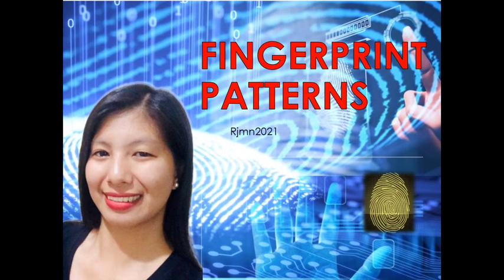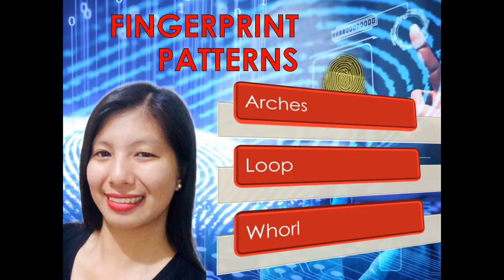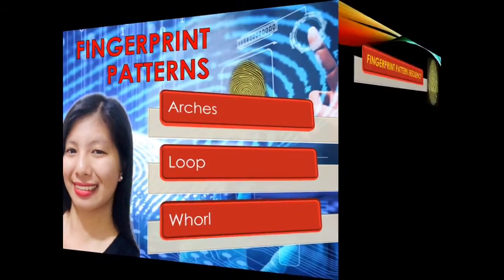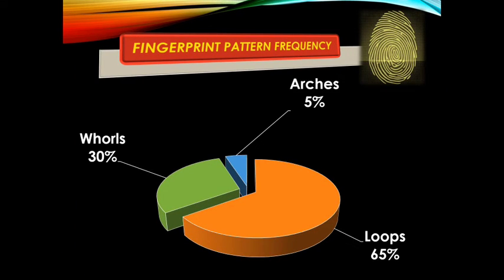Good morning once again. For today's video, I am going to discuss the different types of fingerprint patterns. These fingerprint patterns include the arches, the loop, and the whorl. Among the three patterns, arches is the least common pattern since it covers only 5% of the entire population.